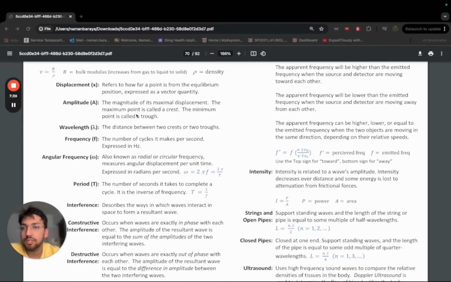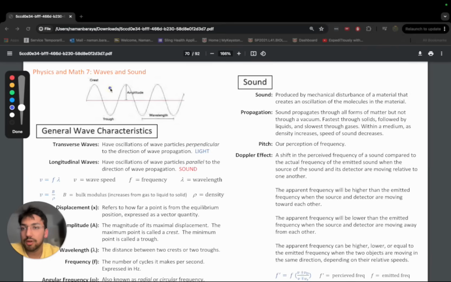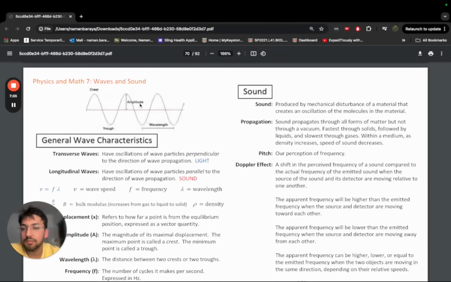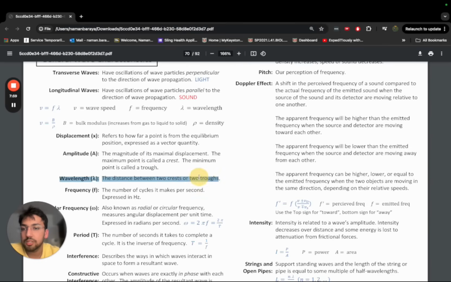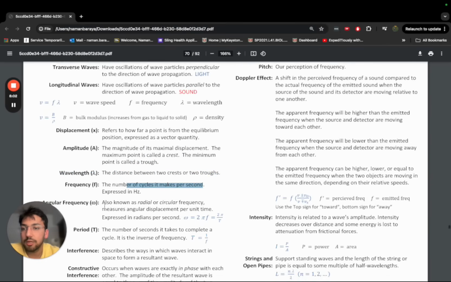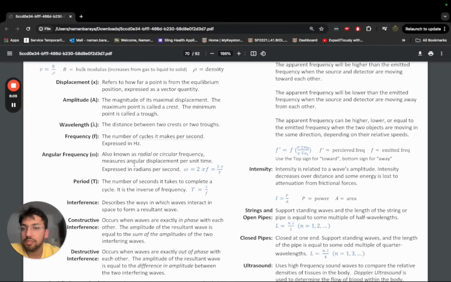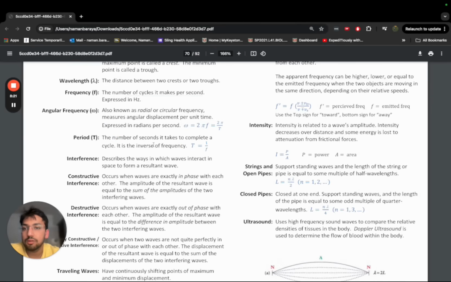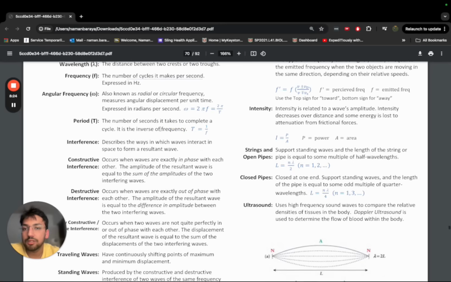Displacement is how far a point is from the equilibrium position. So if I was right here, this would be the displacement. The displacement is greatest at the crest and trough, and that's what the amplitude is referring to. Amplitude is the maximal displacement. Then we have wavelength, frequency, which is the number of cycles per second, and angular frequency, which is the angular displacement per unit of time, a different way of representing it: 2 pi divided by the number of seconds, or 2 pi times the frequency. Then you have period, which is the number of seconds it takes to complete a cycle, so it's the inverse of frequency.